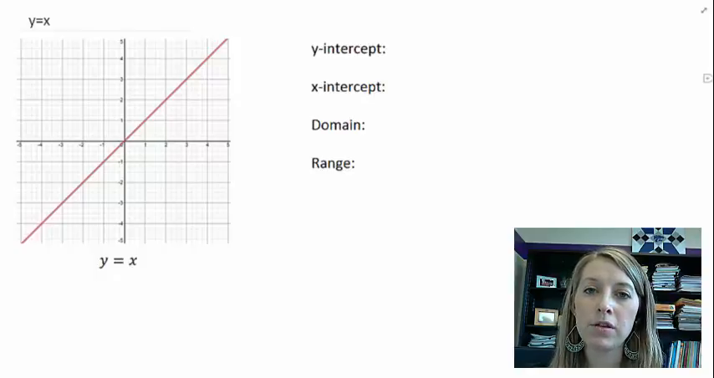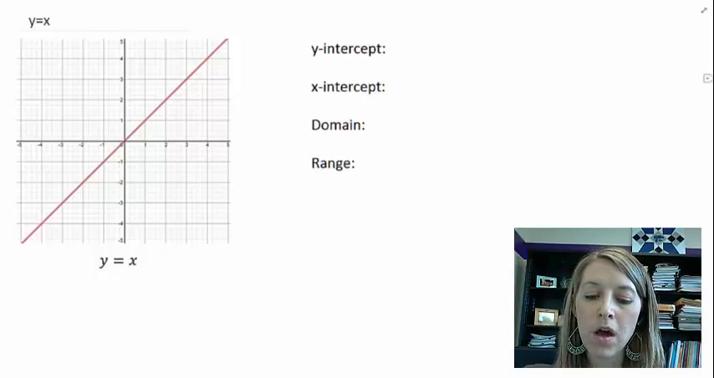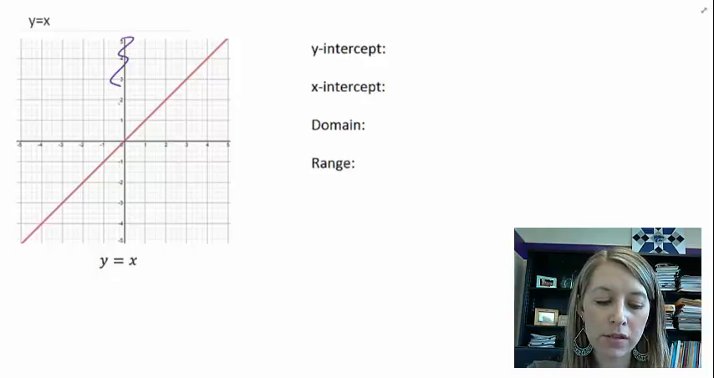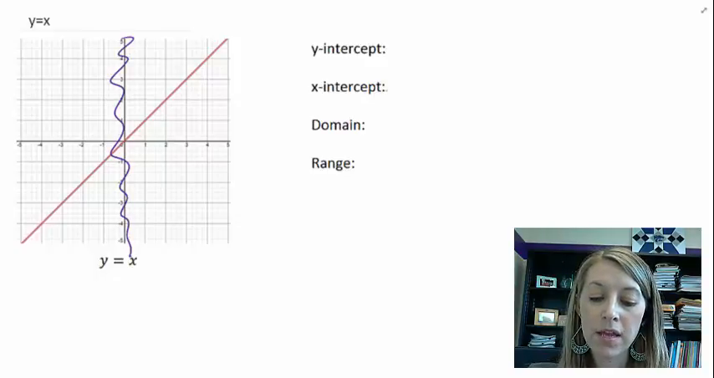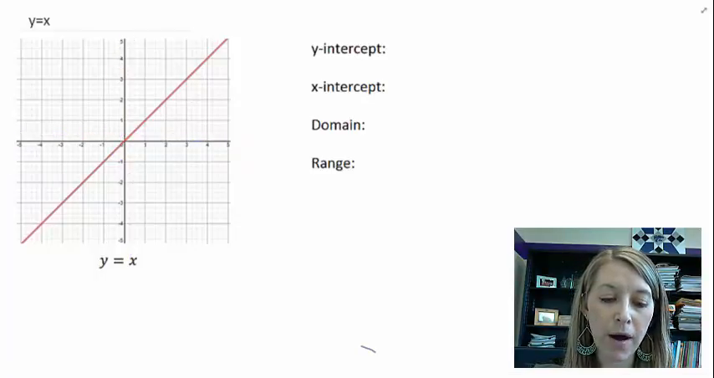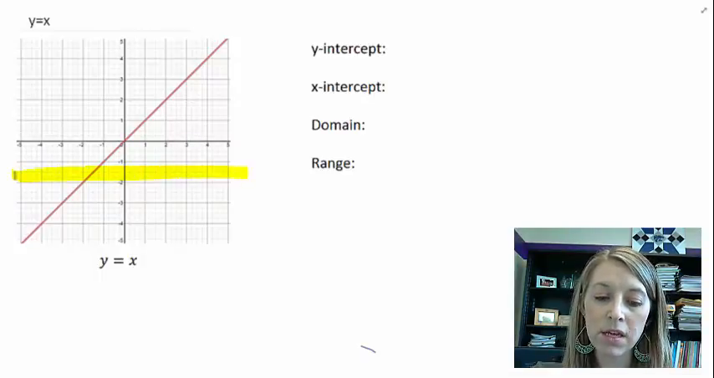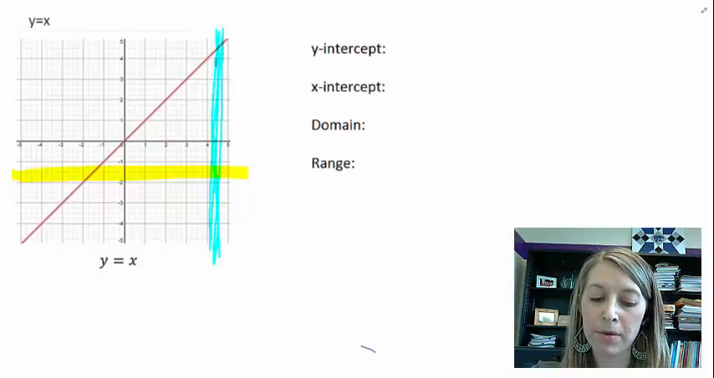So each time I bring you to a new one of these, I suggest that you pause the video and see if you can find these things all on your own. Let me review them real quick with you here. The y-intercept is where it intercepts the y-axis. The x-intercept is where it intercepts the x-axis. The domain is the possible x values on the graph, left and right. The range is the possible y values on the graph, the up and down.